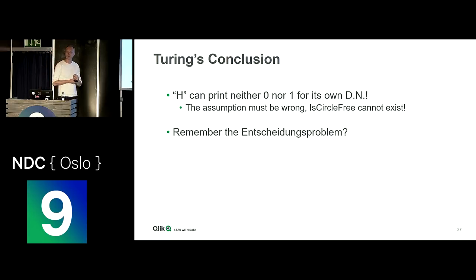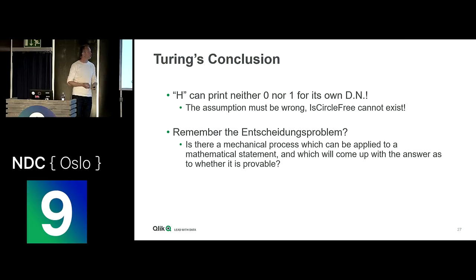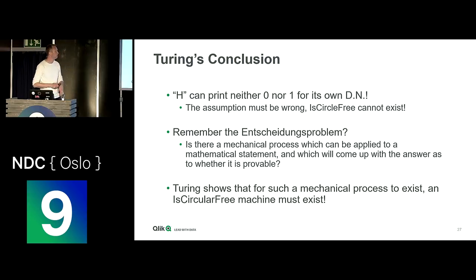And you remember the Entscheidungsproblem, which was the goal of trying to find out whether or not it was possible to decide whether or not the problem was provable or not. He is able to use this finding to show that this is not possible. It is not possible to find such a mechanism. Because if such a mechanism exists, that must mean that this is-circle-free program must exist, and it doesn't. And that is sort of the final stake in the heart of Hilbert's program and his ideas around this. Because this is a proof that even that part is impossible, beyond our reach.